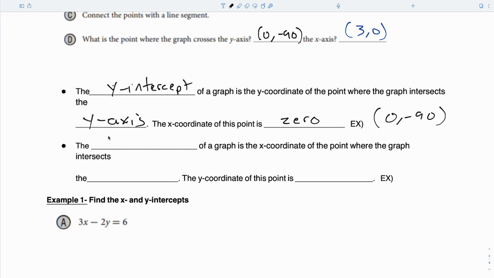The second bullet point, the x-intercept of a graph is the x-coordinate of the point where the graph intersects the x-axis. The y-coordinate is going to be what for this one? Hattie? That's going to be 0. That is your 3, 0 coordinate you just found.